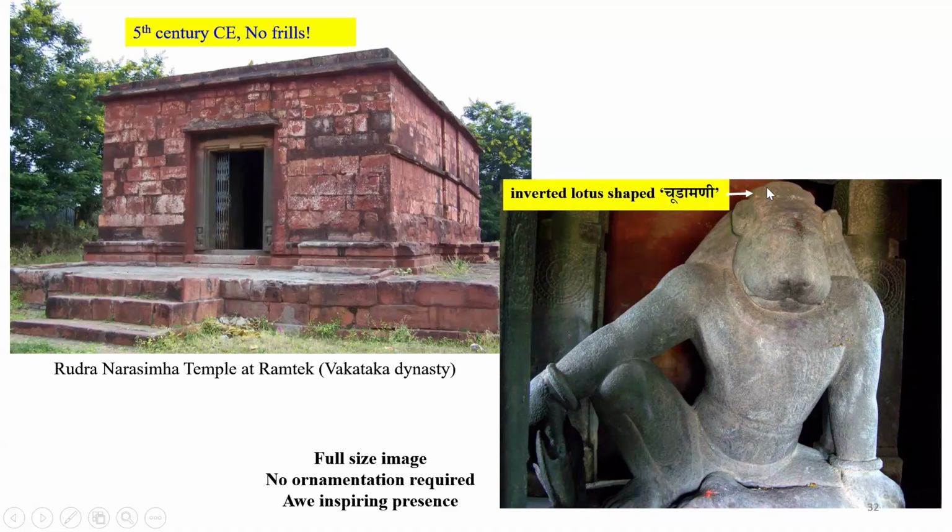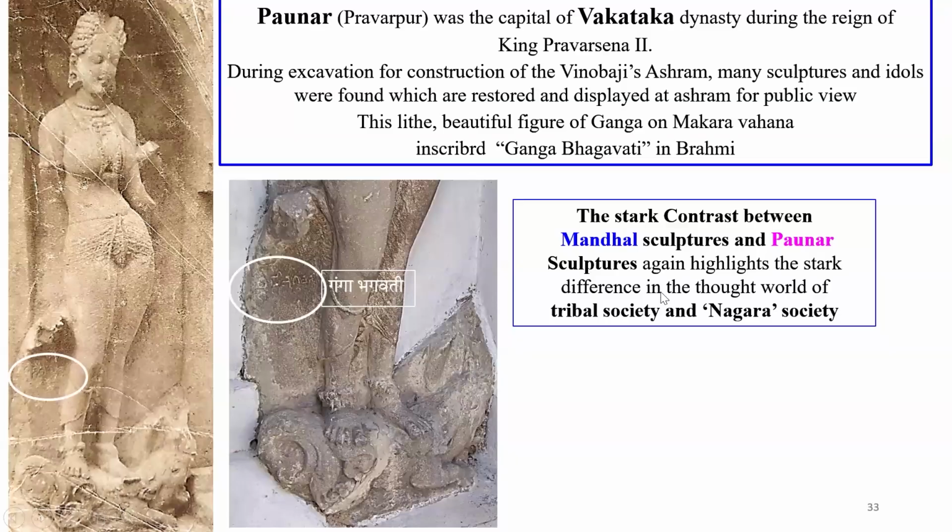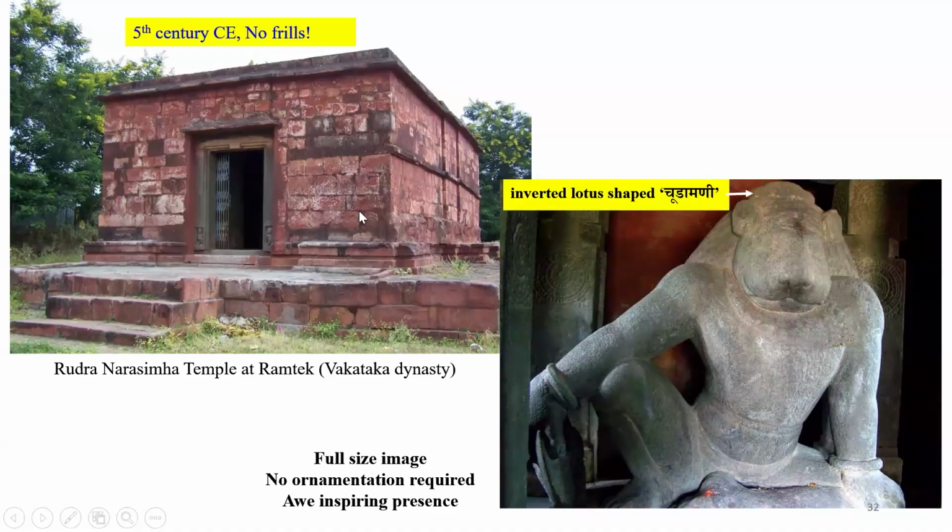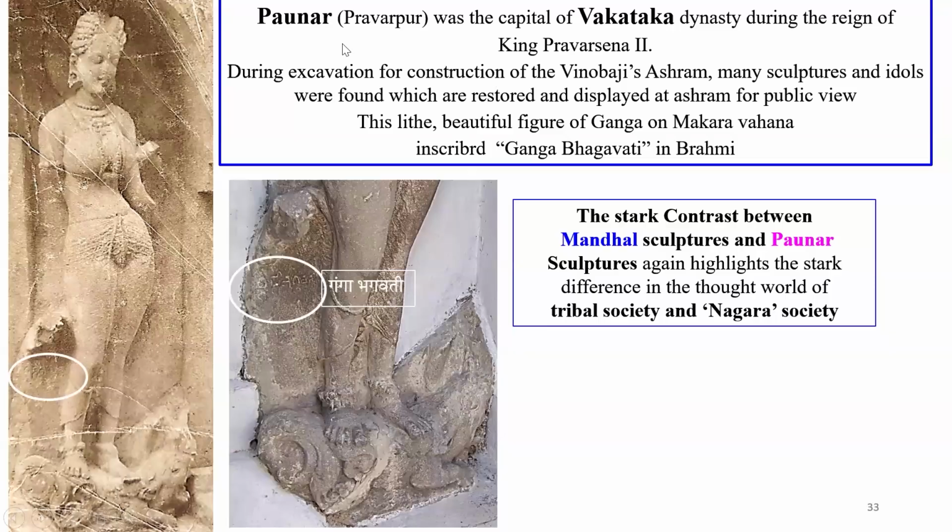Of course, Dr. Jamkirkar identified it. I wouldn't have known it. This is the chakra and a simple pose, and it's very, very effective. And this is another example. You see, this is at Ramtek, and this is at Paunar. Paunar was Pravarapura. That means Pravarasena had established this. His mother was this Gupta princess, Prabhavati Gupta. So she had insisted on building a temple, and she is Ganga.